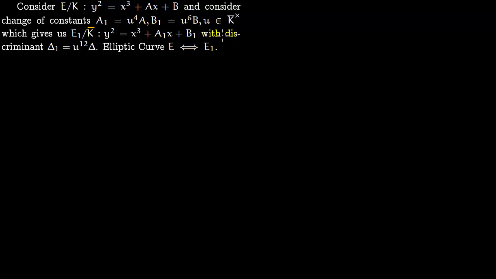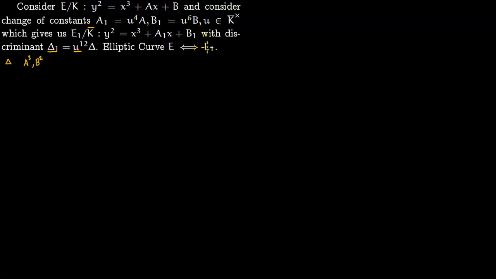And the discriminant of this new curve, we set it as delta 1. This is u^12 times delta. And you can see this immediately because delta has only two parameters, a and b. So you take a^3 and b^2. These are the two which lie in delta. So you cube u^4 and you get u^12, you square u^6 and you get u^12, and that's precisely the factor we are taking out. So now we are saying that these two elliptic curves E and E1 are isomorphic.